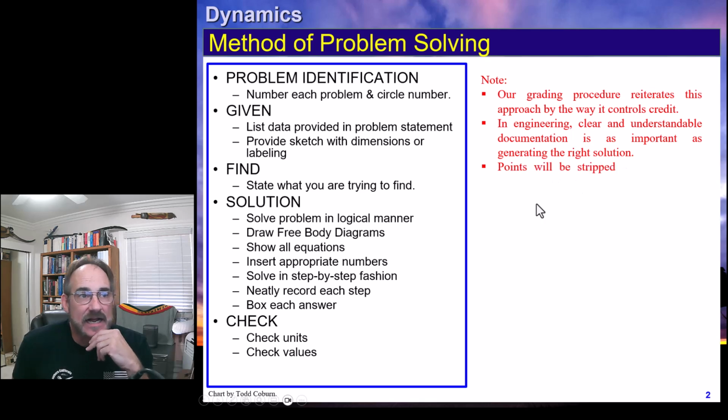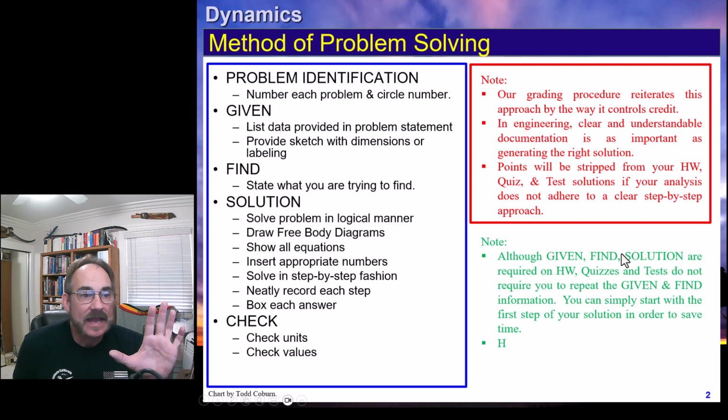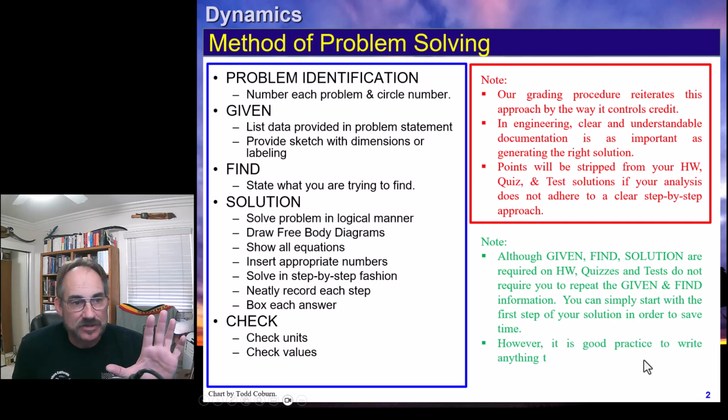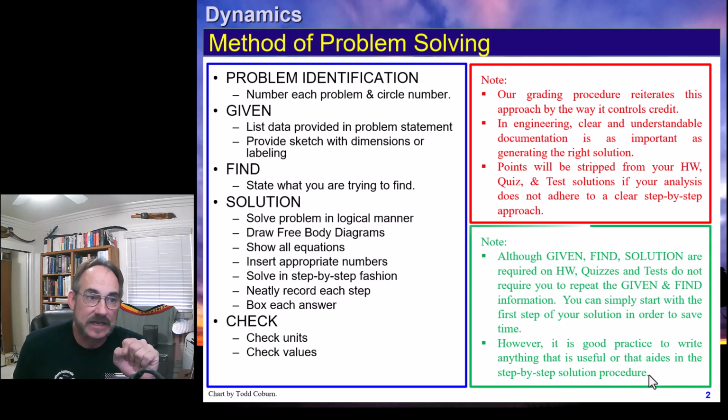This is kind of reiterating what we just said, and this is also kind of reiterating some of these ideas. Given, find, solution. In my homeworks, that's required, and then filling out that detail information. Once again, quizzes and tests don't require that for me, but they do for the homework. Some professors require it for everything. You need to know your own professor, what they're requiring. Make sure you follow their direction.